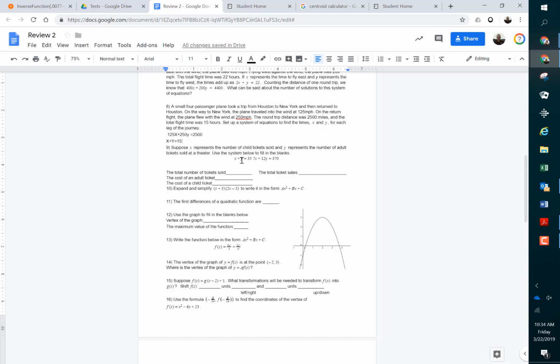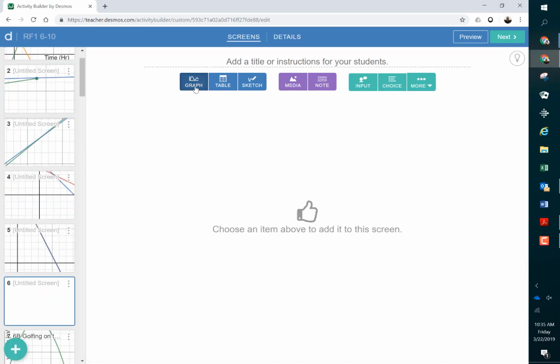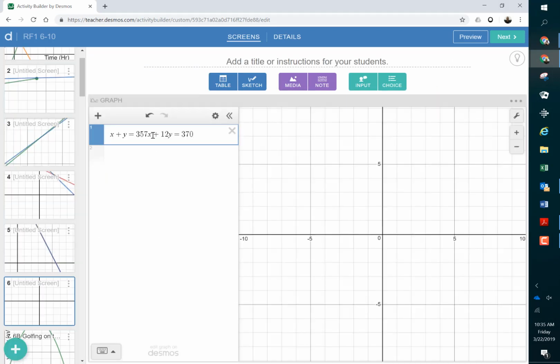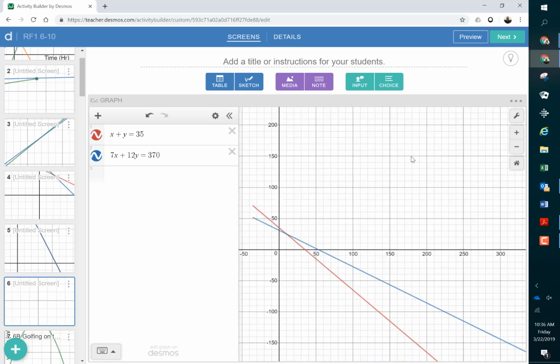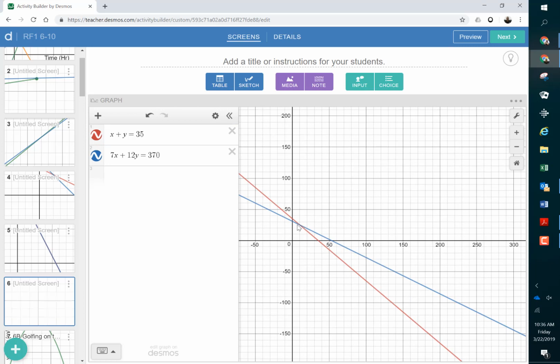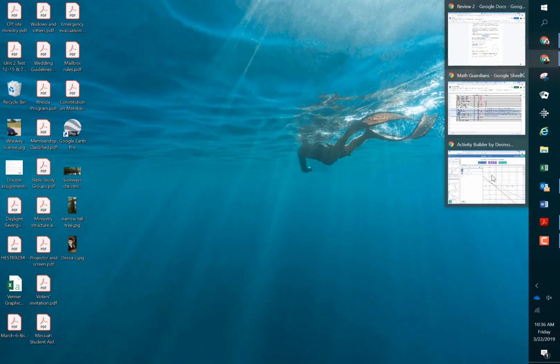Suppose that x represents the number of child tickets sold and y represents the number of adult tickets sold. Okay, so let's get the system of equations into Desmos. Alright, so, sorry about that. It's okay. Our solution is right there. 10 tickets for children, 25 tickets for adults.